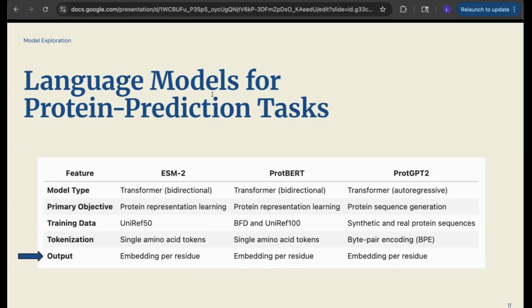But essentially, the outputs are all the same. So they output an embedding per residue, which again are just these numerical representations of the amino acids in the embedding space. And the values in these vectors represent exactly what the model has learned about the protein based solely on its sequence.